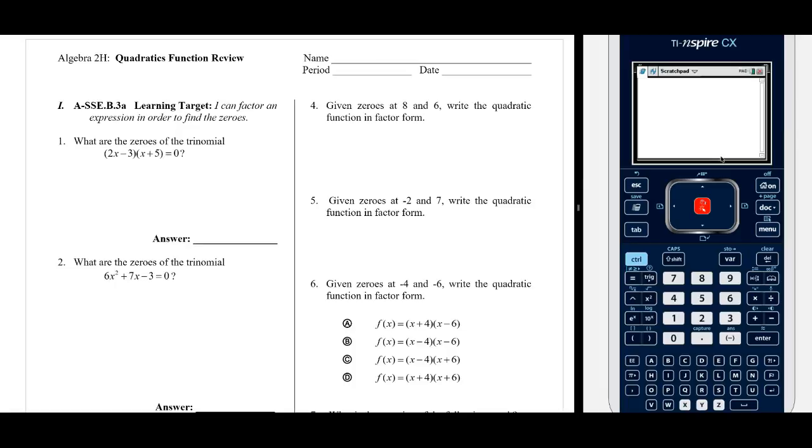Alright, this is the quadratic functions review. I'll start with number 1. What are the zeros of the trinomial? So the zeros are solutions. Super easy. It's already equal to 0.